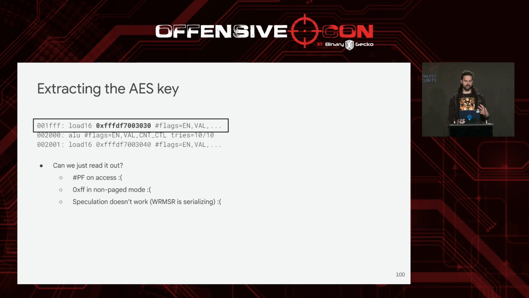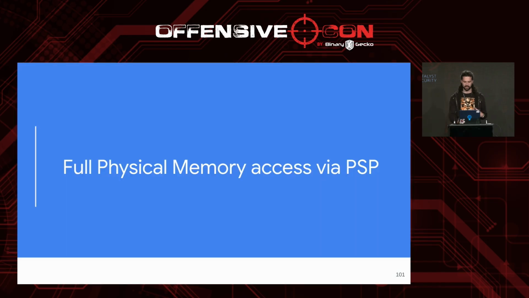So we thought, okay, there's some memory, it's in RAM, and we cannot read it from the CPU, maybe we can use something else. The thing we thought about is we can try to read it from the PSP. The PSP is super privileged in AMD CPUs, it has access to everything, and so maybe it also has access to this memory even though the CPU doesn't. I will tell you how we got full physical memory access via the PSP.